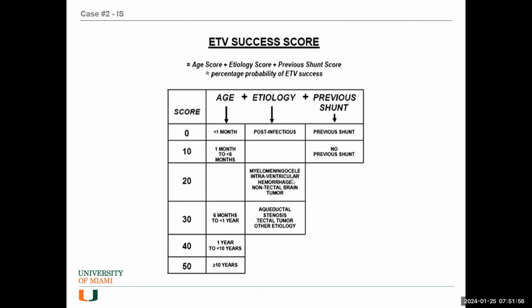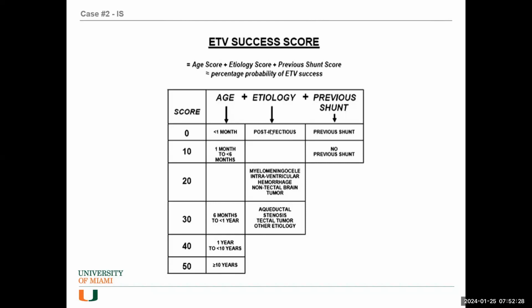But essentially this child, 5 years old, puts him at 40% success rate just on the age. The etiology of tectal tumor places him at another high possible success score. So he's 70% likely; the percentage of possibility of ETV success is 70%. In our 30-some-year-old, it'd be even higher as he's over 10. So this is, again, unfortunately rote memorization, but the concept being younger kids more likely to fail.